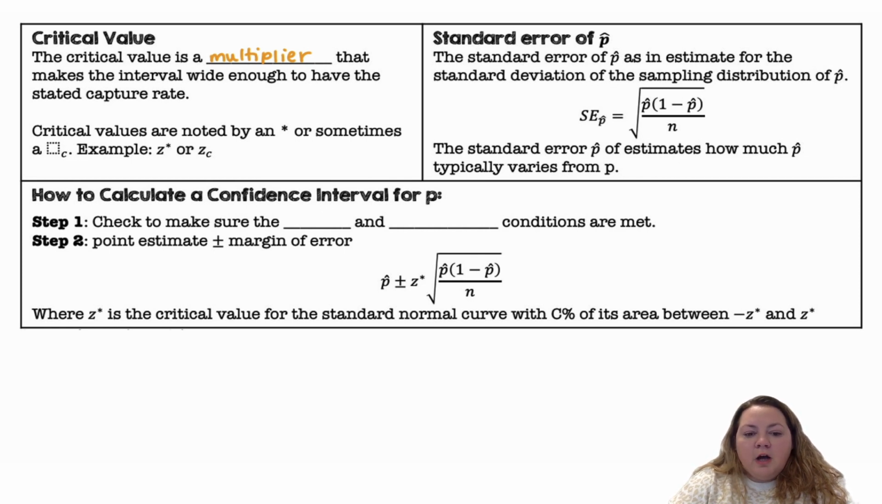How to calculate a confidence interval for p. First, we're going to check to make sure that the random and the large counts conditions are met. And then we're going to do our point estimate plus or minus our margin of error. Our point estimate is p hat, our sample proportion, plus or minus our margin of error, which is made up of z star, the critical value, times the standard error of our statistic, the square root of p hat times 1 minus p hat over n.